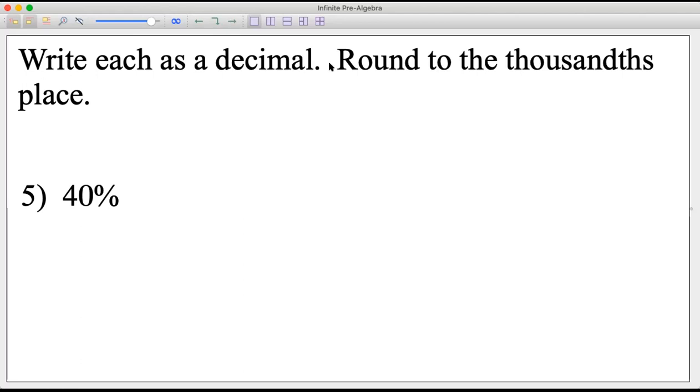All right, write each as a decimal. Step number 1, to convert a percent to a decimal, get rid of the percent, add a decimal place. Get rid of percent, add a decimal place.